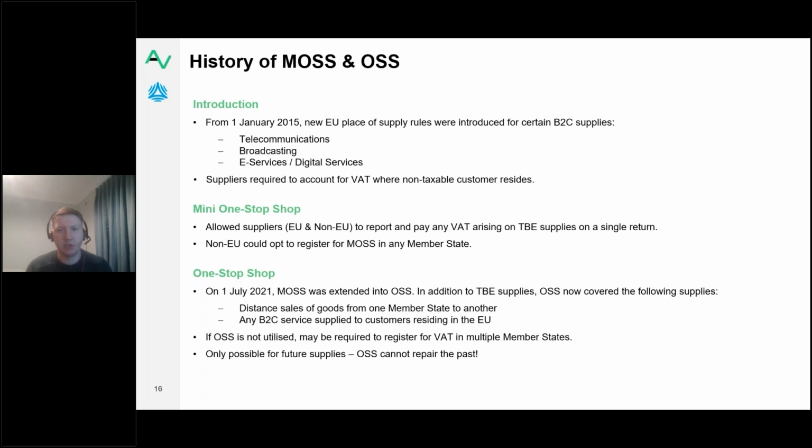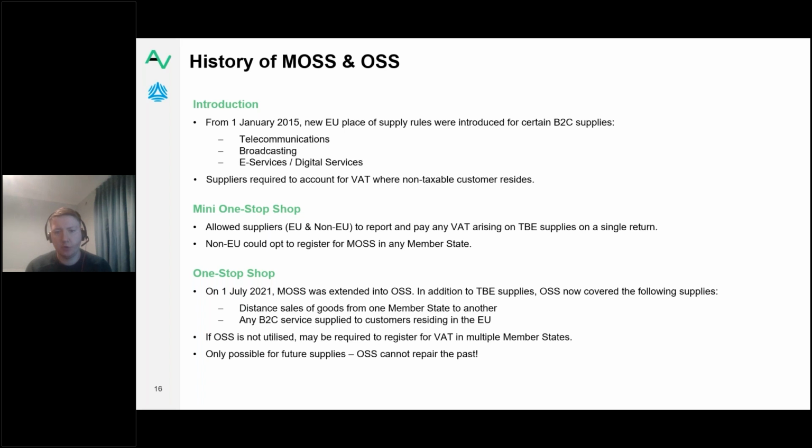So there were potentially VAT registration obligations in multiple EU member states. So the mini one-stop shop was simultaneously introduced to allow suppliers to report and pay any VAT arising on TBE, telecommunication, broadcasting, e-services supplies on a single consolidated return. If you were established outside of the EU, you could opt to register for MOS in any EU member state. Then on the 1st of July 2021, MOS was extended into the one-stop shop, OSS.